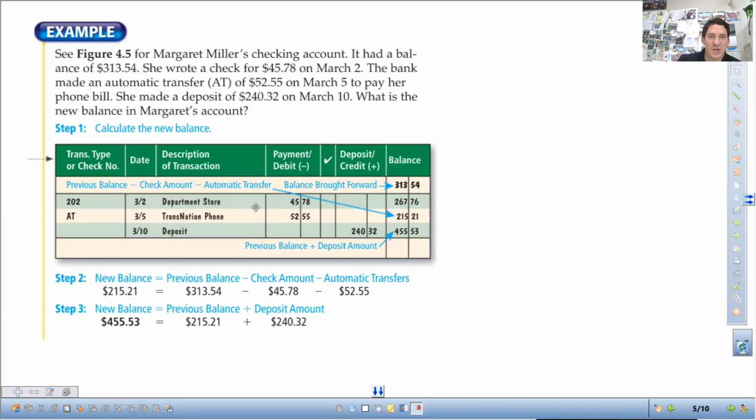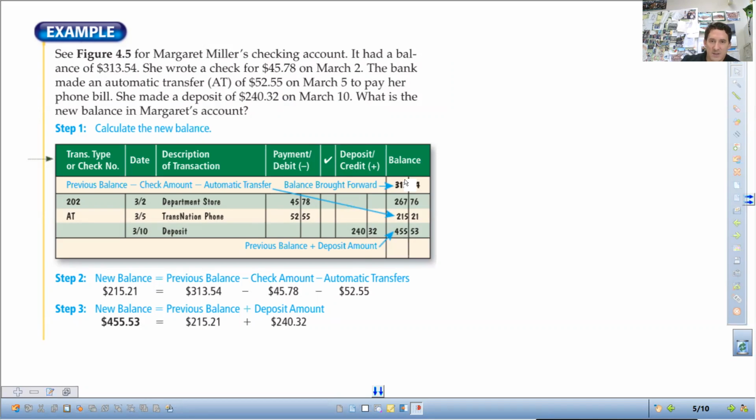So she wrote a check for $45.78. Notice how the check has a line for the decimal point there, so dollars and cents. So $45.78, that's money coming out. She had an ATM transfer to pay for her phone of $52.55. So that is, again, a payment. Money going out, so you'd subtract that, and then there is a deposit of $240.32.